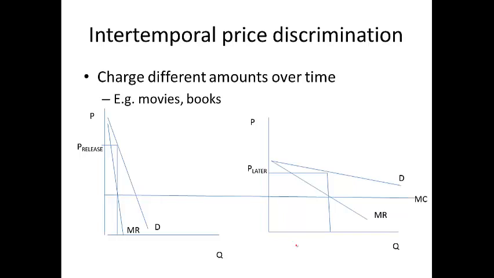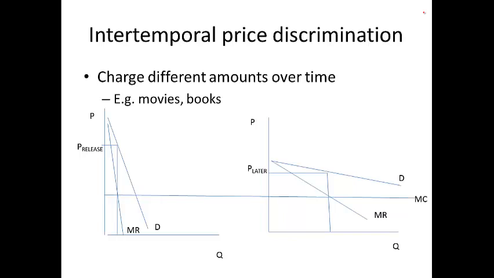All right, let's move on to another form of price discrimination. It's really just kind of another version of segmentation, but it's segmenting across time as opposed to across space or across particular consumers. So the example here is called intertemporal price discrimination. And the idea is charging different amounts at different points in time. Two products where this is very prevalent are movies and books. A way to think about it is in terms of the following two pictures.